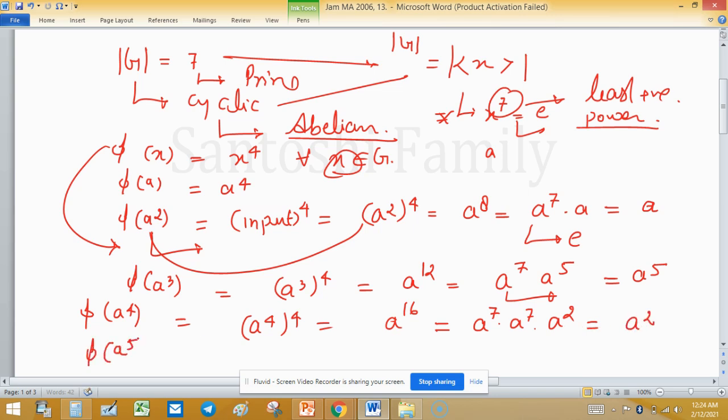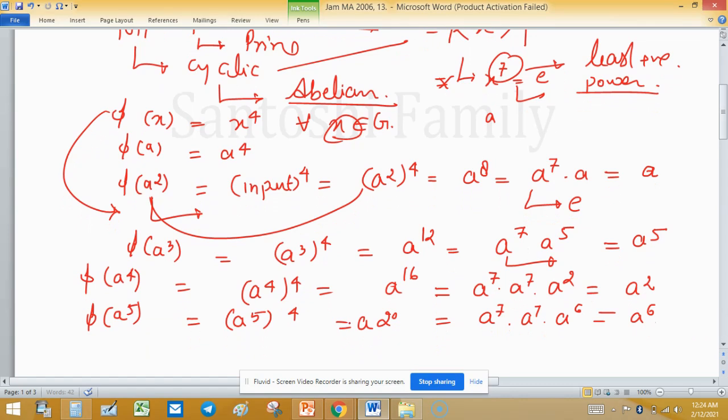Phi of A raised to the power 5 can be written as A raised to the power 5 raised to the power 4, and this is A raised to the power 20, which can be written as A raised to the power 7, 7 and 6. So A raised to the power 6. And the last one, phi of A raised to the power 6, will be A raised to the power 6 raised to the power 4, which can be written as A raised to the power 24. So 7, 7, 7 into A raised to the power 3.